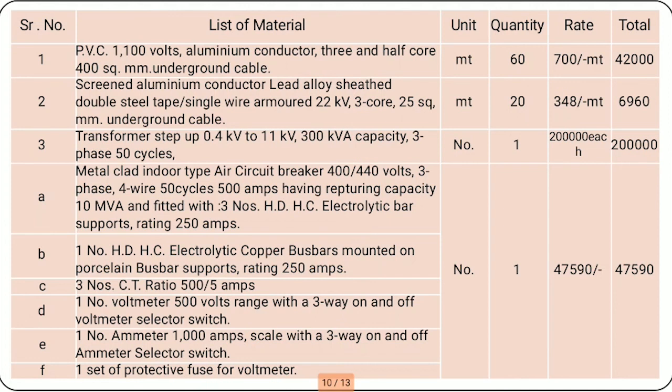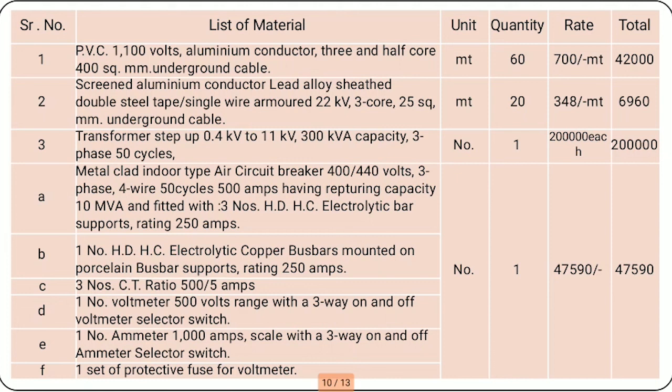So first we want the PVC 1100 volt aluminum conductor 3.5 core 400 square mm ground cable. 60 quantity we need, 700 per meter, and the total is 42000. Then we need a screened aluminum conductor, lead alloy sheath, double steel tape or single wire armor, 22 kV 3 core 25 square mm cable. Underground cabling is there, so quantity is 20 and the total rate is 6960.